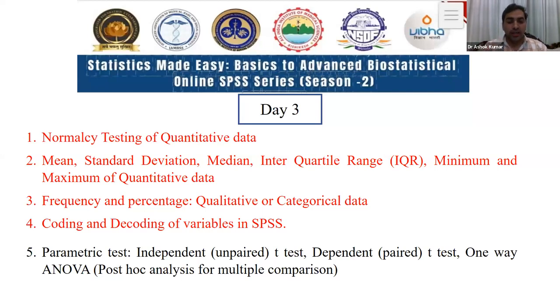Okay. So if there are two groups, we use the t-test. If it is a pre and post design, before and after design, we use the paired t-test. And if there are more than two groups and we want to compare means of independent variables, then we use one-way ANOVA, with post hoc analysis for multiple comparisons.